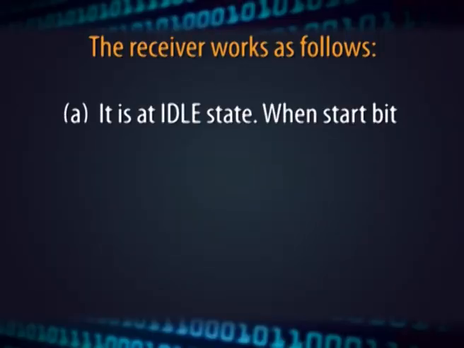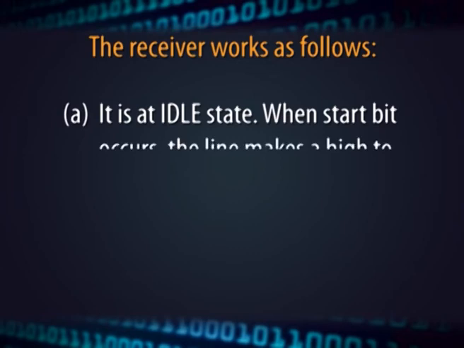In summary, the transmission of one character requires an overhead or extra expenditure of a minimum of 2 bits, 1 start bit and 1 stop bit. Thus, to send 8 data bits, we must send 8 plus 2 or 10 bits. This results in an overall efficiency of 80%. Addition of a parity bit further decreases the efficiency. Now, the receiver works as follows.